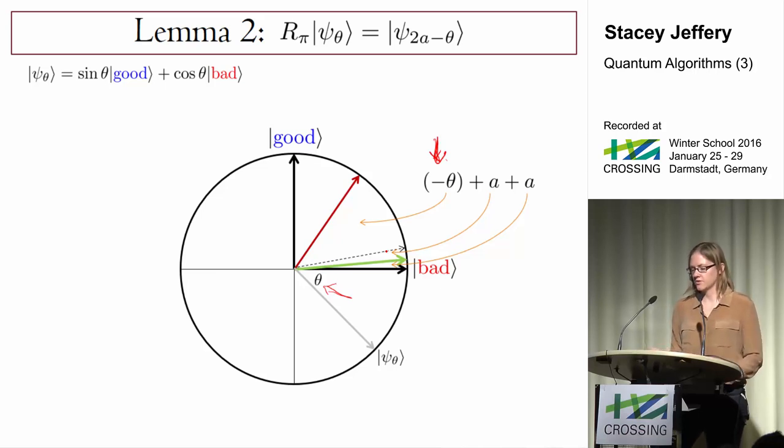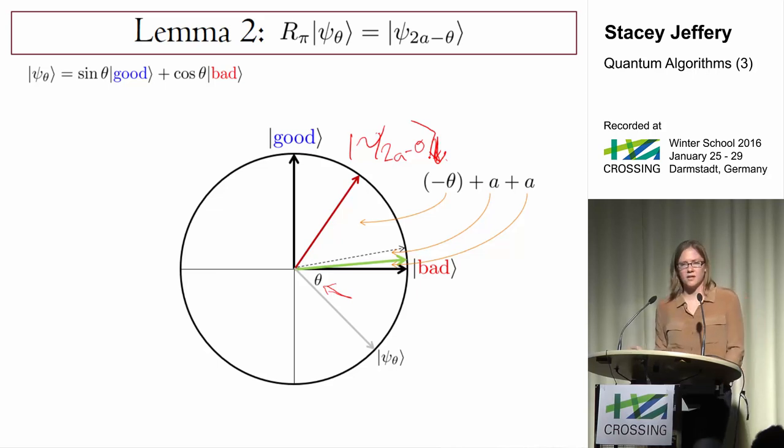Okay, so the resulting state here is psi to a minus theta. And again, this can also be shown trigonometrically using standard trig identities that you've seen. This calculation is in the handout, and I'm not going to go through it. It's just tedious, but you can certainly follow it. So you can refer to the handout for details. But this should at least show you graphically why this is true. So I hope you're convinced. Are there any questions?